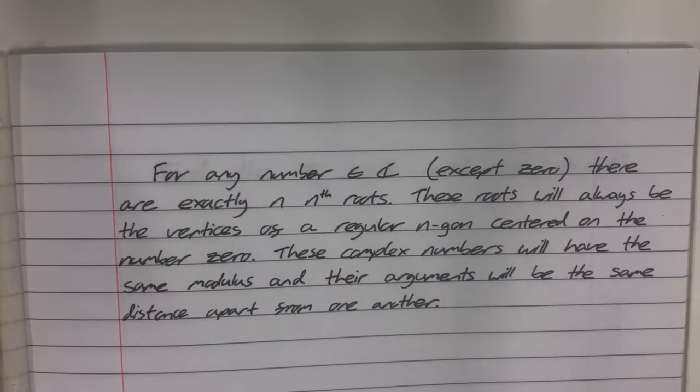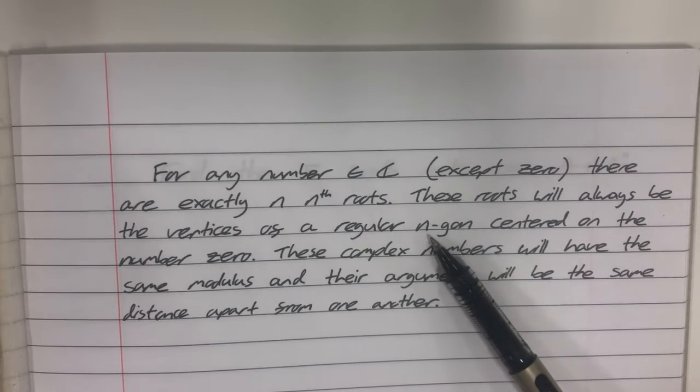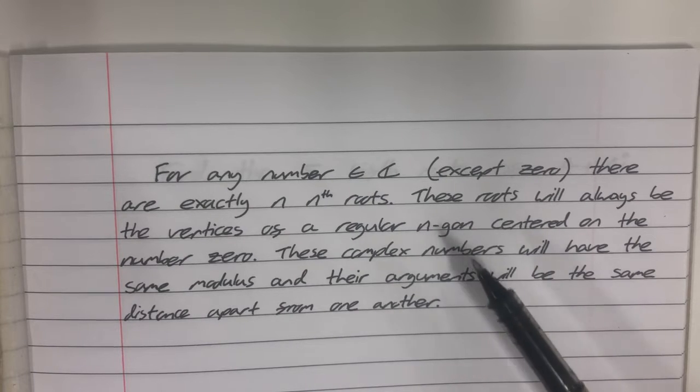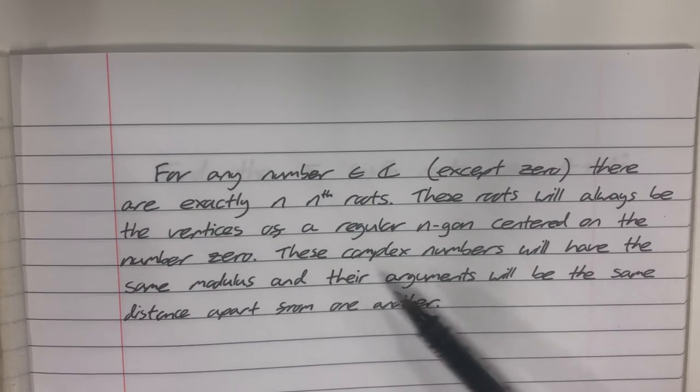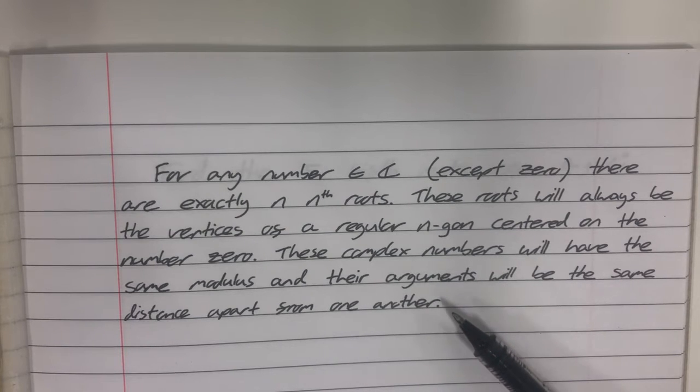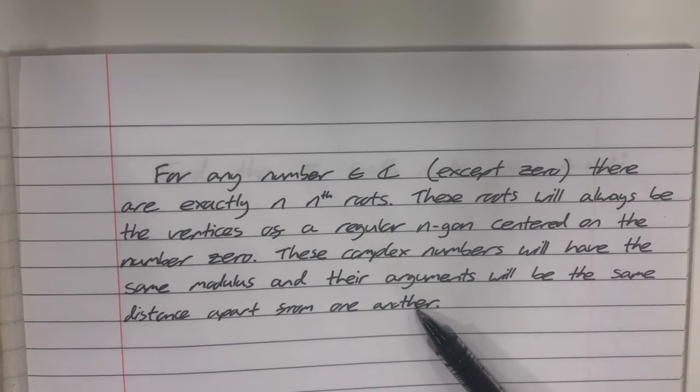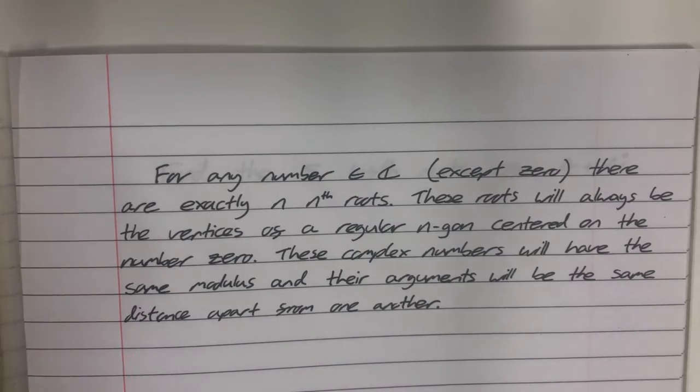Okay, so generalising that then, rather than just taking roots of the number 1, we can take roots of any number. And it turns out that for any number in the complex plane, except for 0, there are exactly n nth roots. These roots will always be vertices of a regular n-gon. So if n was 4, it would be a square, 5 would be a regular pentagon, 6 a regular hexagon, and so on, centred on the number 0. And these complex numbers will have the same modulus, and their arguments will be the same distance apart from one another. And we use this concept to our advantage to find the roots of complex numbers.